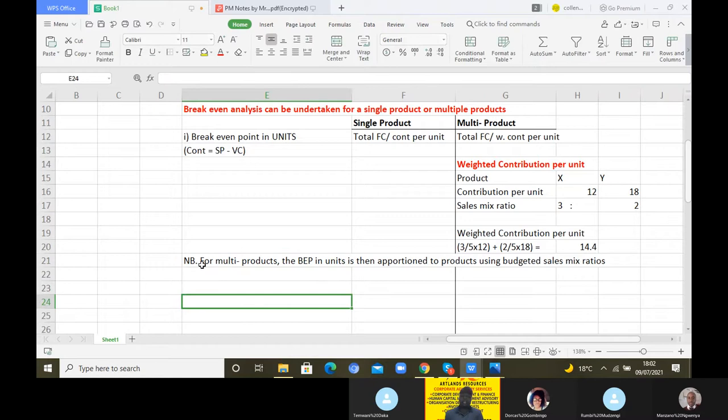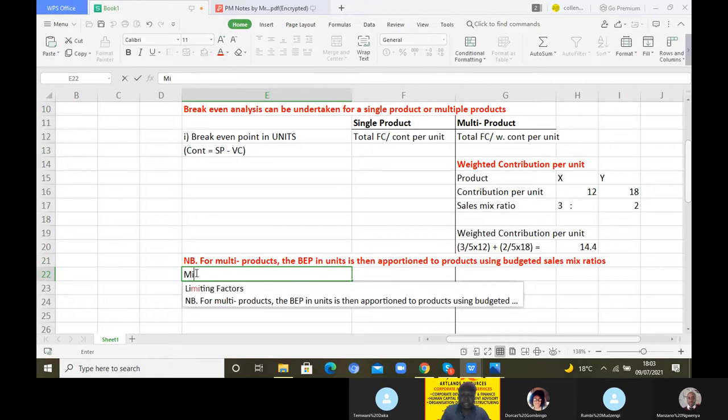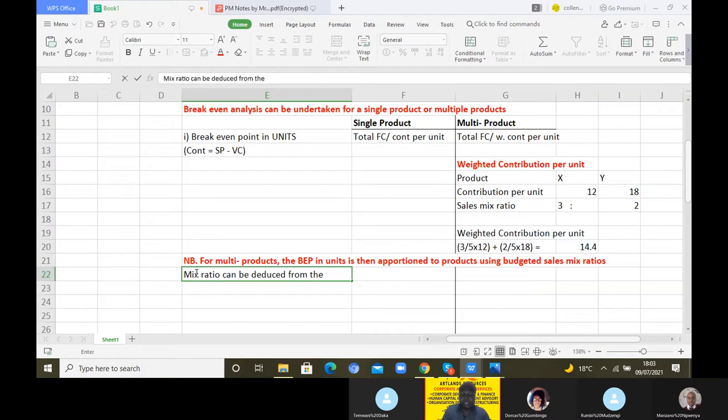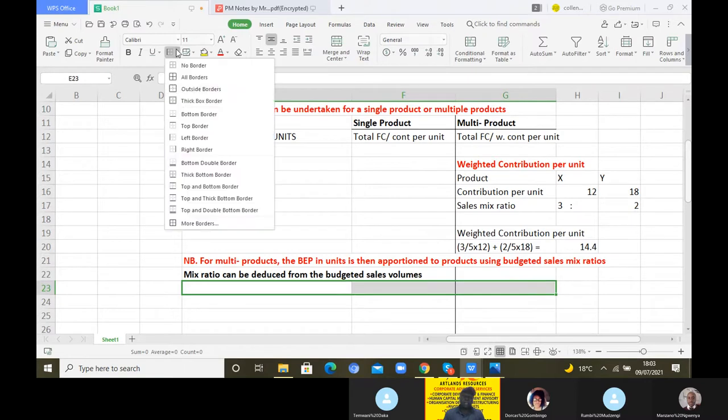You'll be given the sales mix ratios. If the sales mix ratios are not given, you can deduce them from the budget information. If you are told that they intend to sell 22,000 of X and 18,000 of Y, it means the mix ratio is 22,000 to 18,000. Mix ratios can be deduced from the budgeted sales volumes, if they are not exclusively given. So this is the first figure to calculate: break-even point in units.